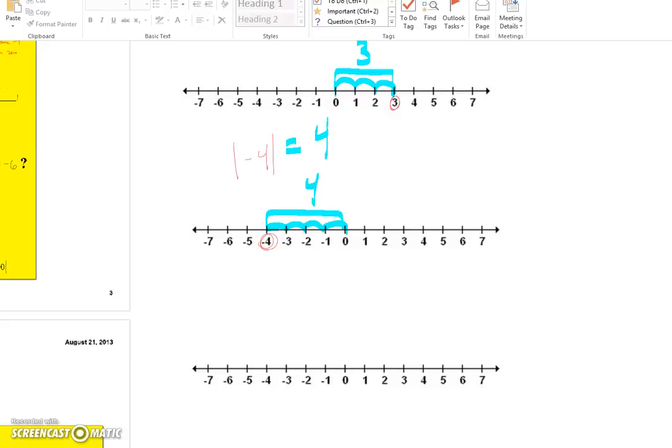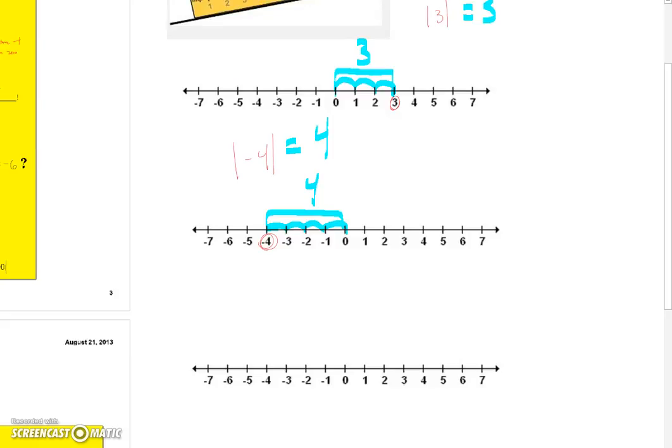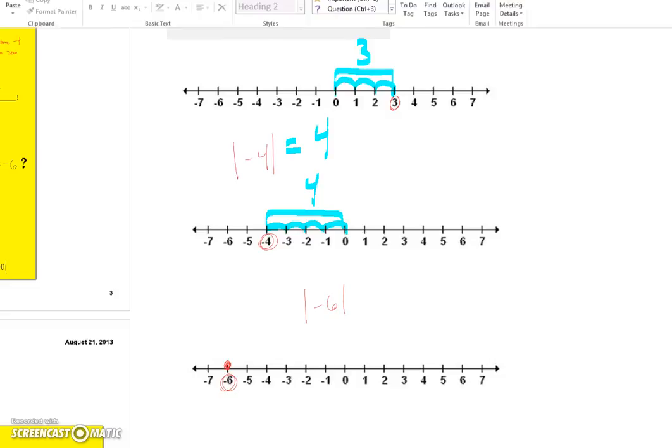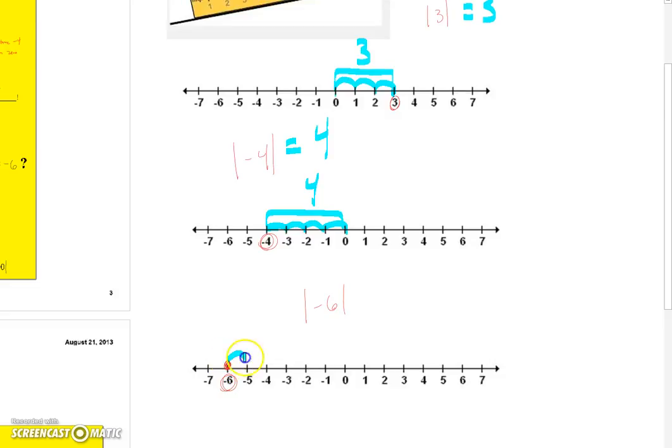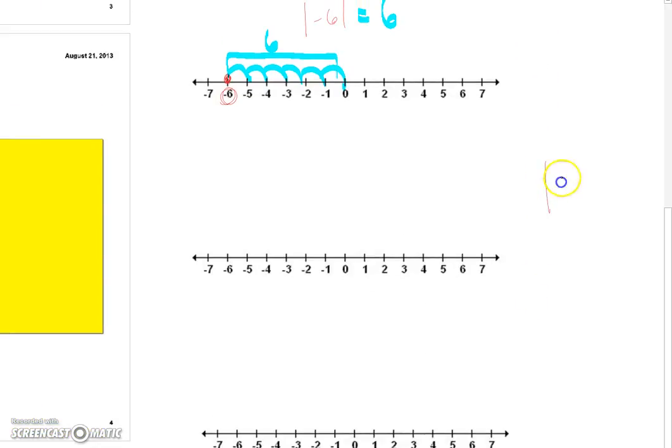All right, let's take a look at another one. What's the absolute value of negative 6? Well, let's find negative 6 on the number line and count how far away it is from 0. Well, we've got 1, 2, 3, 4, 5, 6 spaces away from 0. So the absolute value of negative 6 is 6. Let's take the absolute value of 5. How far away is 5 from 0?